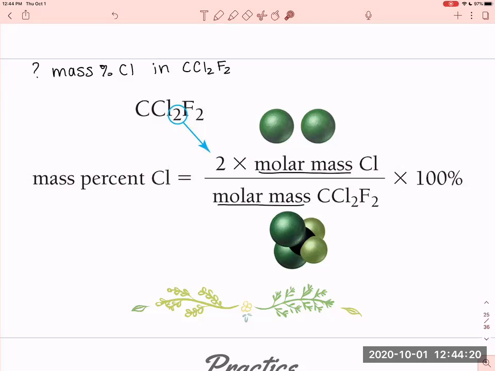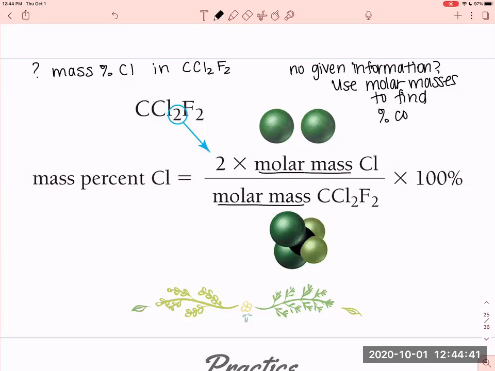Right, so you can just use no given information, use molar masses to find percent composition. This is what you'll do in your lab when you're asked to find the theoretical percent composition. If you're not in a lab, you don't have numbers to find an experimental one, you also want to compare it to what it should be, and we will use the molar masses for that.